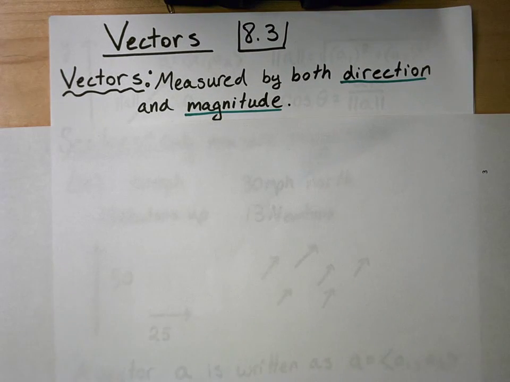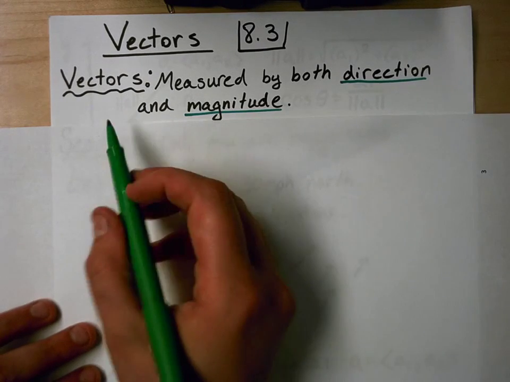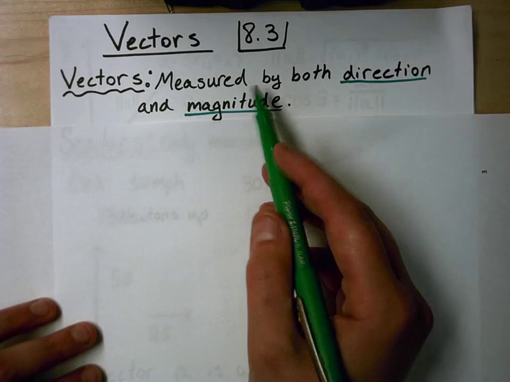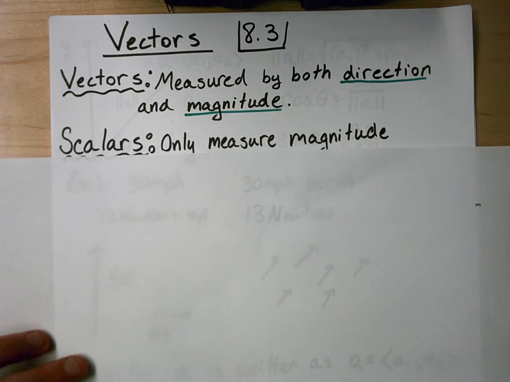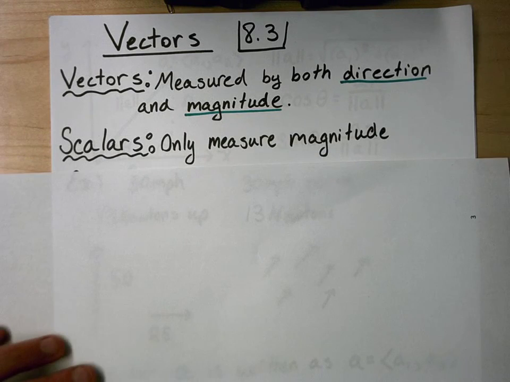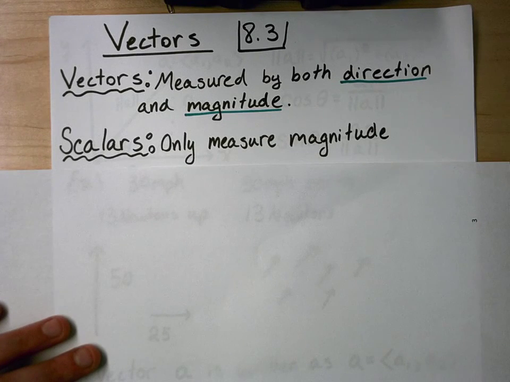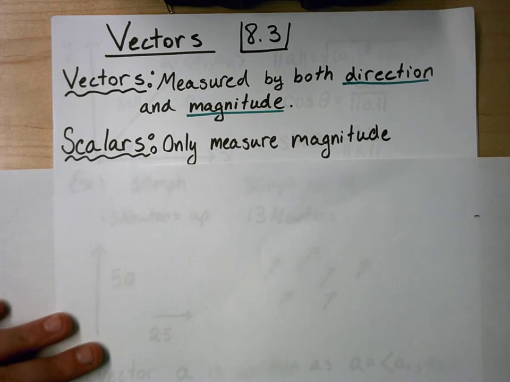Today we're going to be talking about 8.3. This is a section on vectors. So really quick, vectors are measured by both direction and magnitude. Okay, so that's a little ambiguous. We'll be getting some concrete examples in just a second. And then scalars only measure the magnitude.